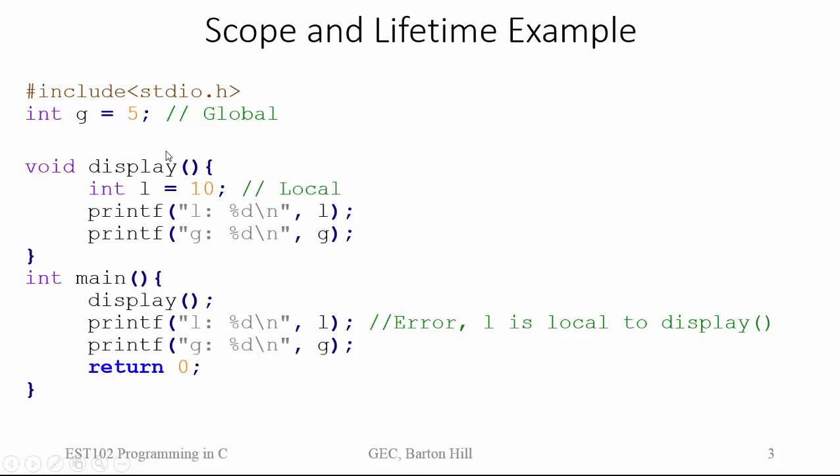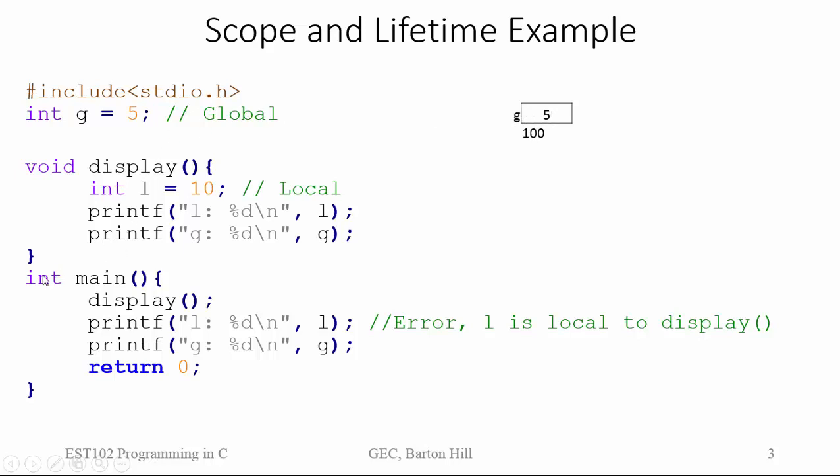In this example, g is a global variable and L is a variable declared inside the function display. So L is a variable local to the block starting from here to here. Now we have a display function for displaying L and g, and we have a main function inside which the display function is called, and we are also trying to print L and g. The program execution starts with main. Before that, if we have any global variable, the memory is allocated for it once during the compilation phase. Consider that it is allocated at address 100 and it has a value 5.